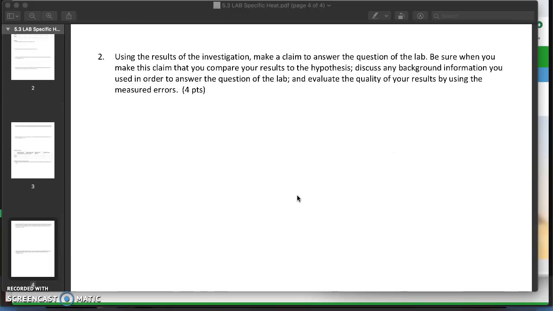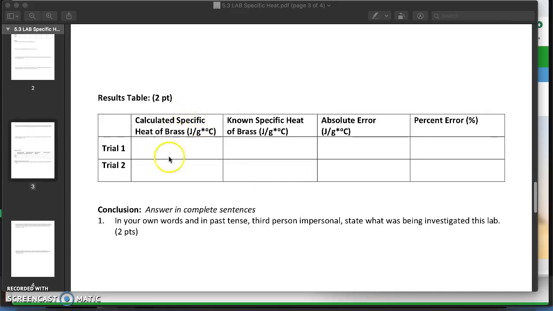All right. For number 2, using the results of the investigation, make a claim to answer the question of the lab. Be sure when you make this claim that you compare your results to the hypothesis, discuss any background information you used in order to answer the question of the lab, and evaluate the quality of your results by using the measured errors. So in this, things I'm looking for are that you state what the calculated specific heat of brass is. What does it mean to have a specific heat? What is that telling us? Compare that specific heat to the known value, and then use that to discuss the errors. Also remember, anytime you put numbers down, be sure you have units, otherwise the numbers are meaningless.